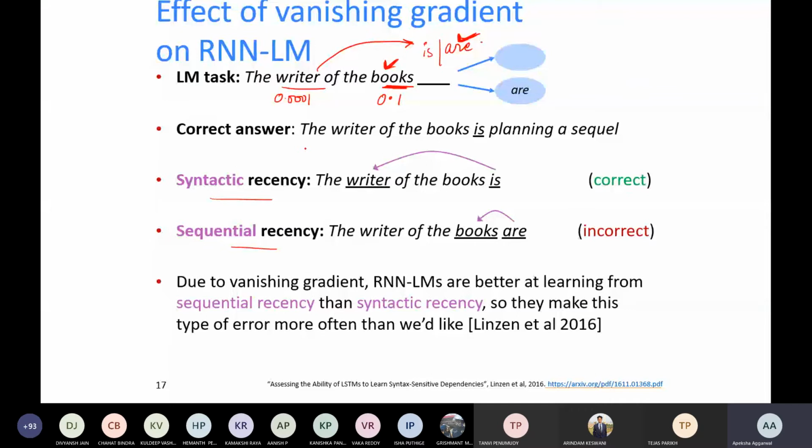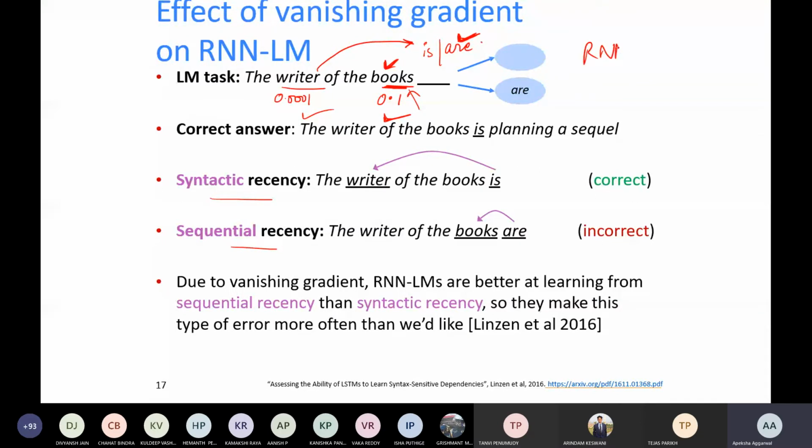Although it should be "is", because it is the writer of the books who is, and we are talking about the writer, not about the books, the network is unable to distinguish between these two because it is giving more weightage to books rather than to writer. I hope this problem is clear. So it gives the nearby words more weightage rather than the word which is at a far distance. This is the problem with the recurrent neural network.